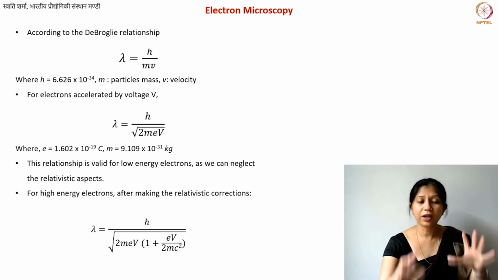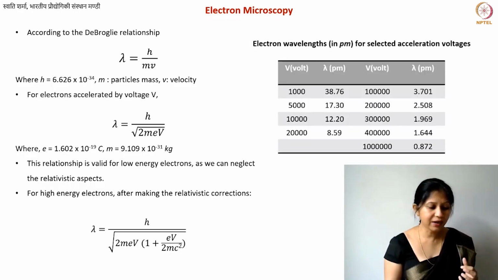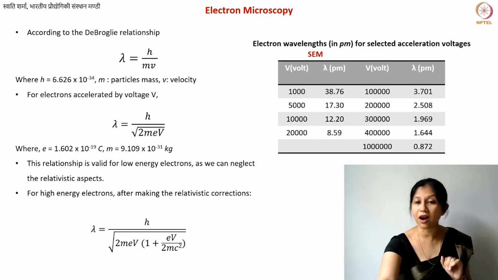Okay, so now using all of these relationships, you can calculate the wavelengths of electrons that are accelerated using different voltages. Here I have shown one table in which you can see the left two columns are relatively low energy electrons, which we use for scanning electron microscopy.